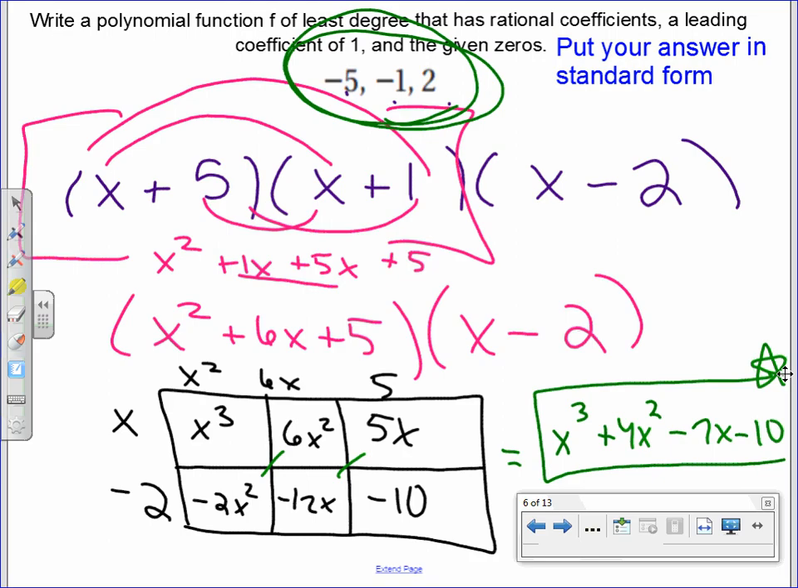Could you also use long division? You could use long division. You must like long division. It's not the funnest process in the world.